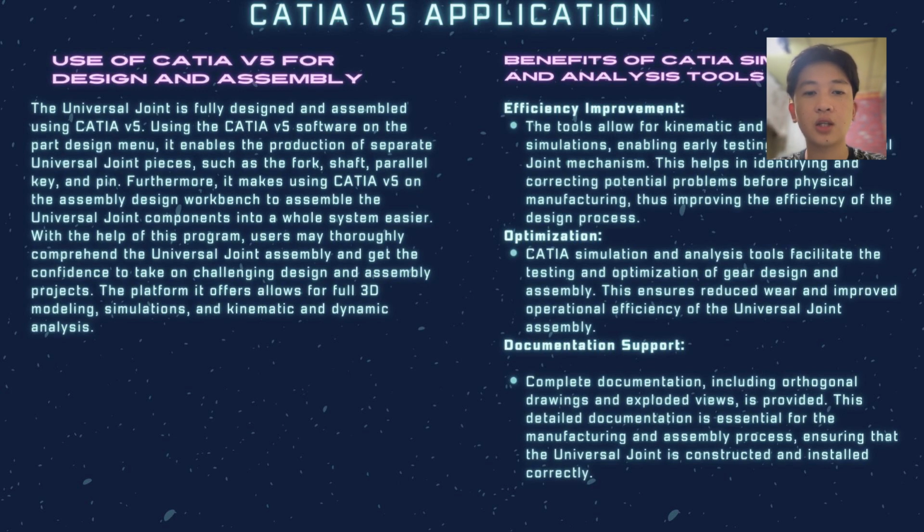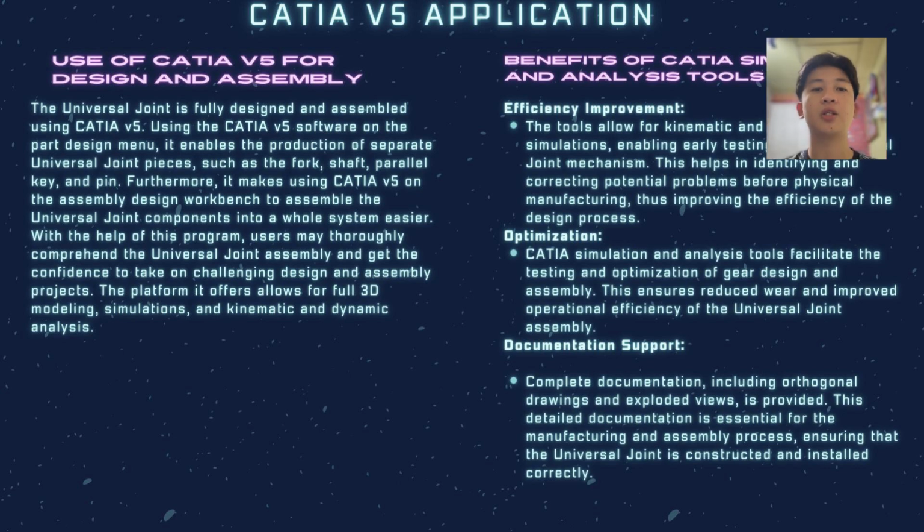Furthermore, using CATIA V5's Assembly Design workbench makes it easier to assemble the universal joint components into a whole system. With the help of this program, users may truly comprehend the universal joint assembly and get the confidence to take on challenging design and assembly projects. The platform it offers allows for full 3D modeling, simulation, and kinematic and dynamic analysis.